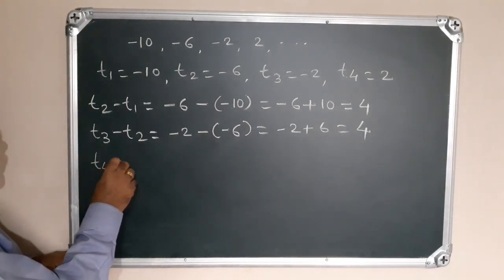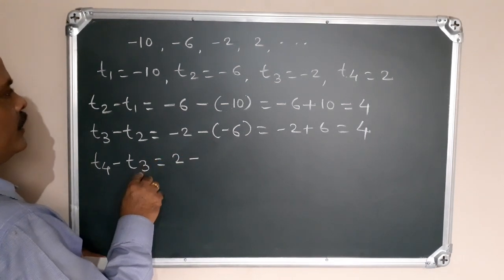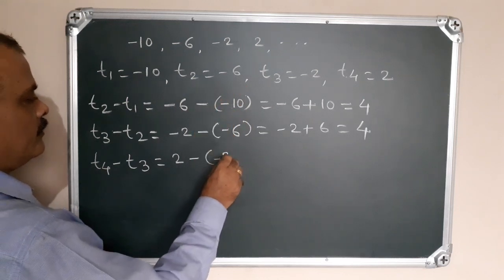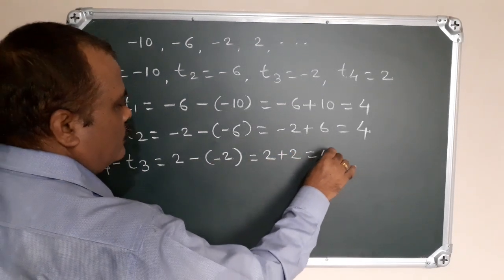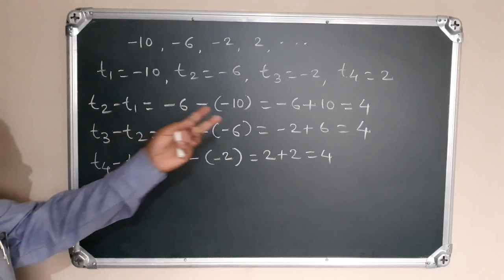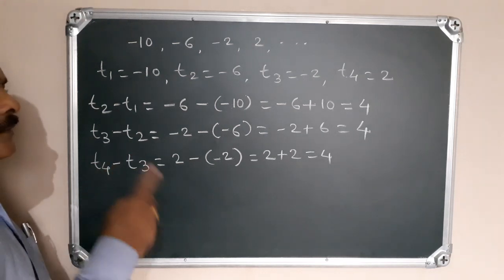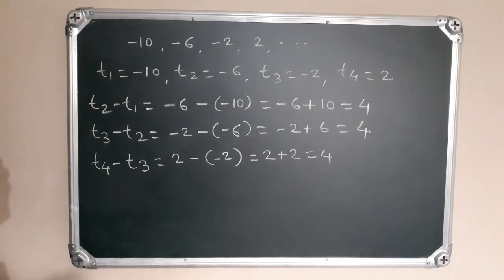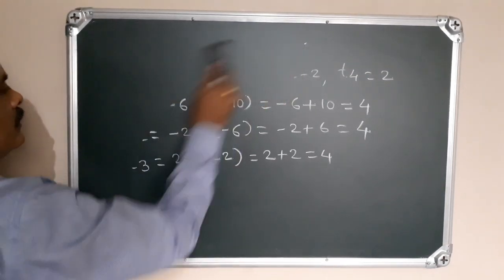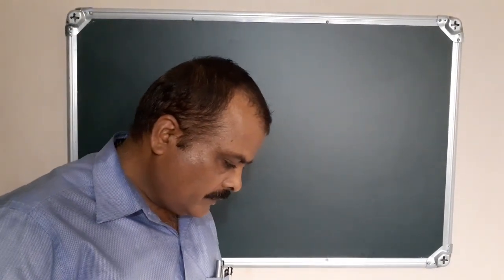Then calculate T4 minus T3. So the value of T4 is 2 minus, and the value of T3 is minus 2. So write in bracket minus 2. So this 2 minus, minus into minus, plus 2, is equal to 4. So the difference between the first two terms is 4, the second two terms is 4, and the third two terms is also 4. So the difference is constant. Therefore, this given sequence is an AP. Very easy. You can easily calculate and determine whether the sequence is an AP or not.